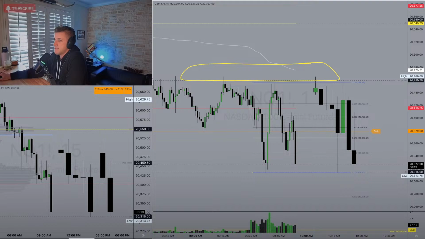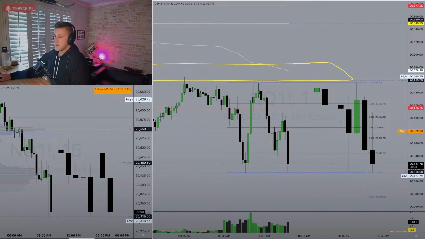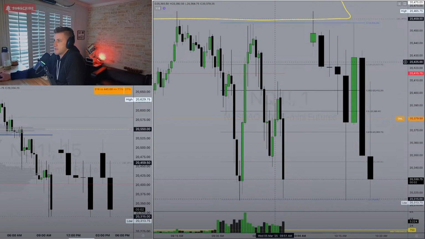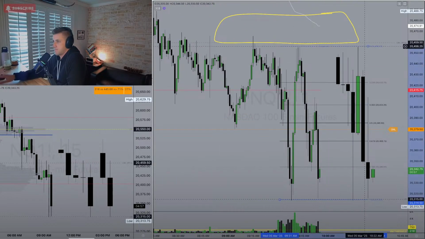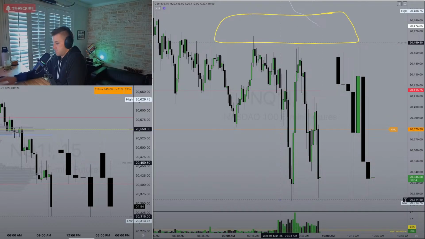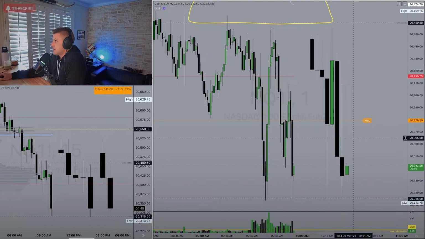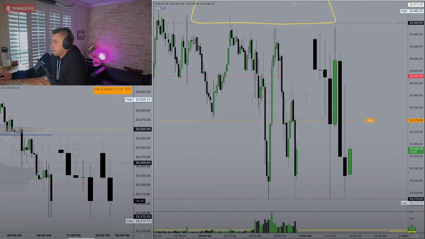NQ getting back into 315 here. Let's see this reaction into 315. Is that a new low? Not quite a new low for the sesh. Current low is 313.75. No position for me here. I'm waiting for 10 a.m., 4 minutes. So if this one holds, I'll just let it go.